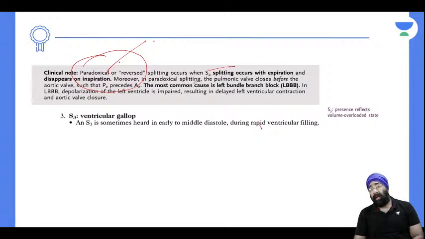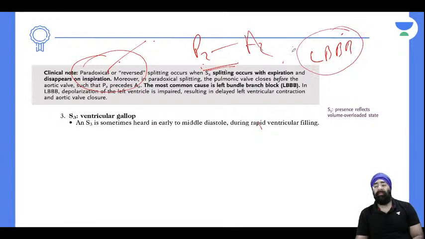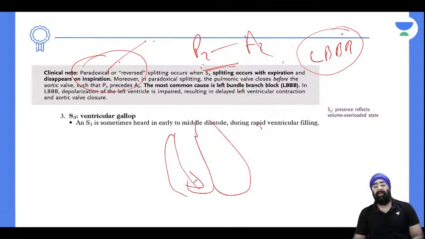Now in paradoxical splitting, the pulmonary valve actually closes before, so it becomes P2 A2. The pulmonary valve closes before the aortic valve and the most common cause is left bundle branch block. Because there is a left bundle branch block, the contraction inside the heart happens in the right side first and then is followed by the left side.